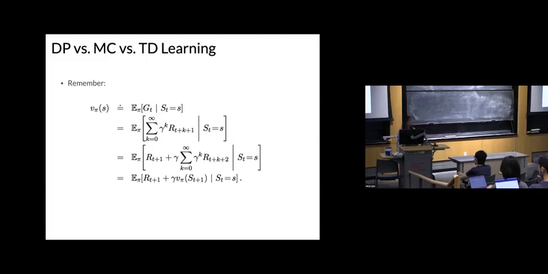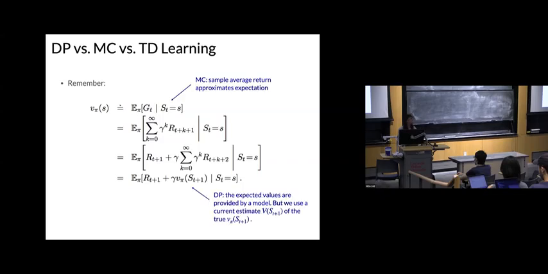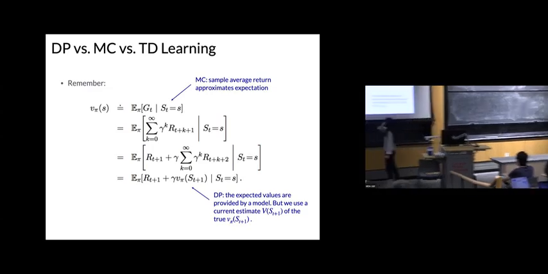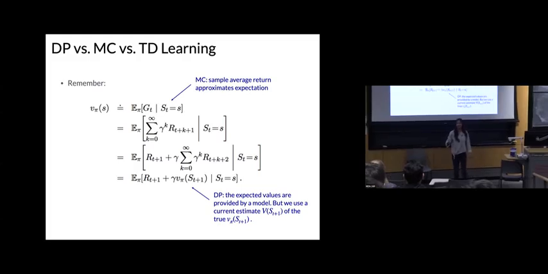Now Monte Carlo and TD approximate those expectations because we don't have access to the dynamics, the transition functions and reward functions. They approximate these expectations using the experience of the agent. The Monte Carlo methods approximate the second line, while the TD methods approximate the last line. And instead of using the true V pi, the true value function of the next state, they use the estimate V.